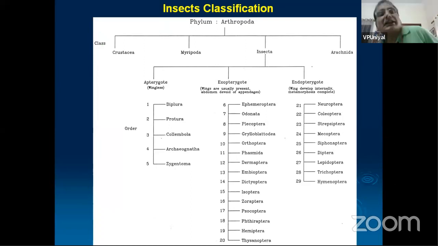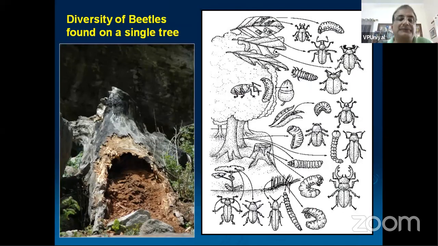Fine. So the Coleoptera group is very interesting. You can see here, everybody has seen the diversity of beetles. Any tree, whether it's a sal tree, teak tree, or neem tree, has a general life of more than 200 years in the forest. Within those 200 years, a variety of insects feed on the tree. Go into the forest, try to remove the bark of a tree, and you will see the mining on the trees.